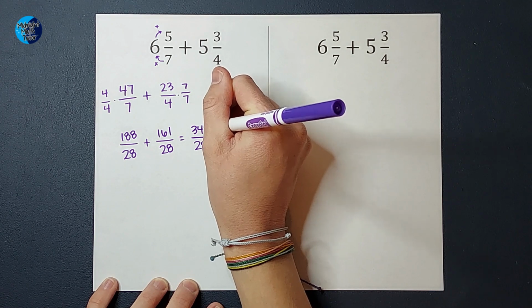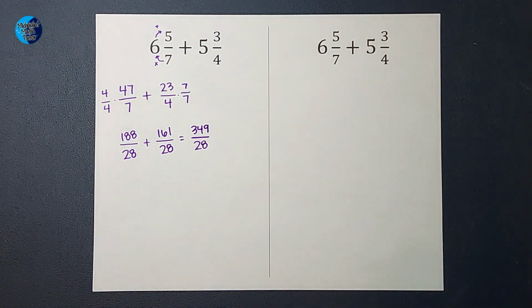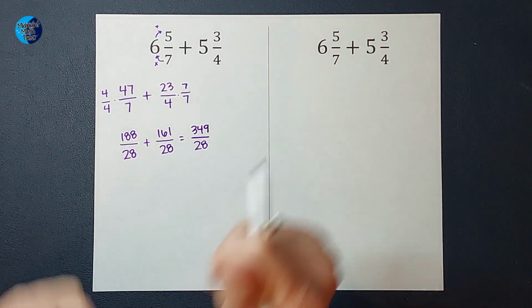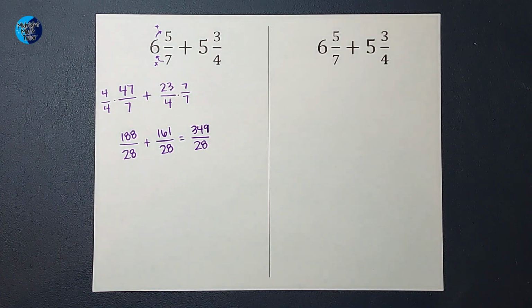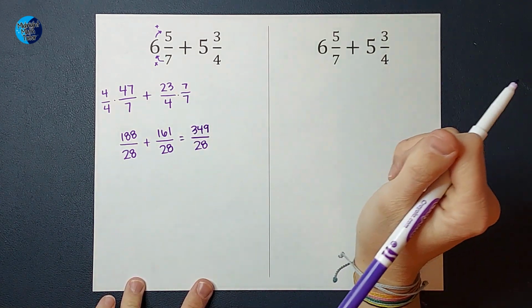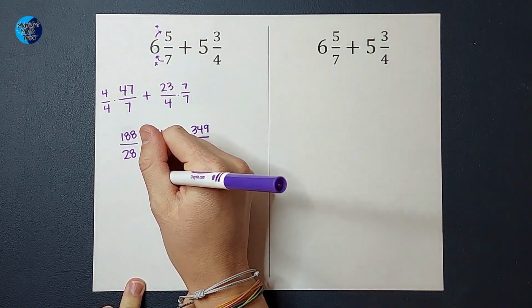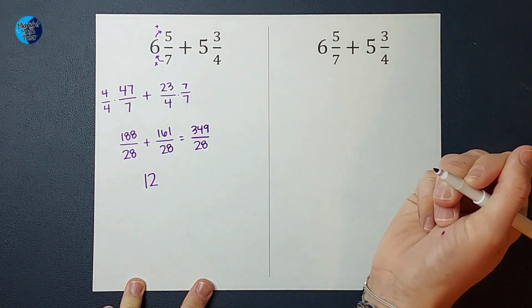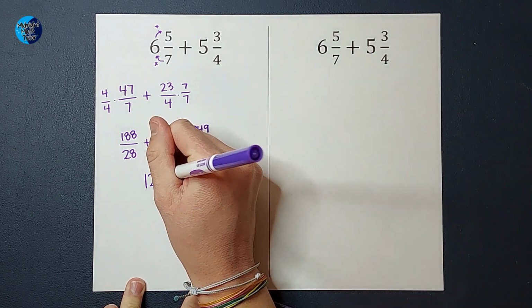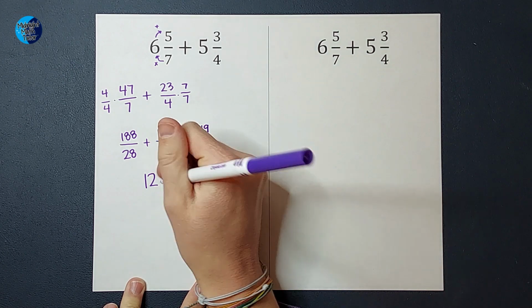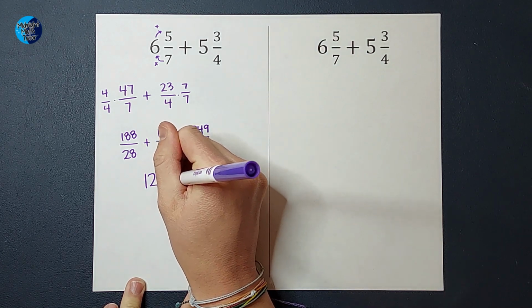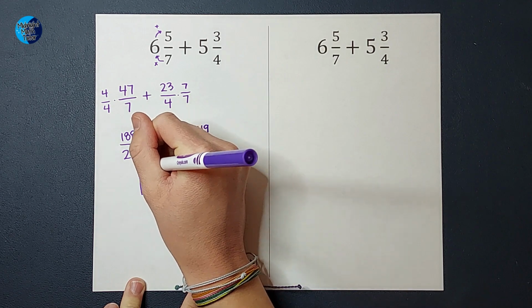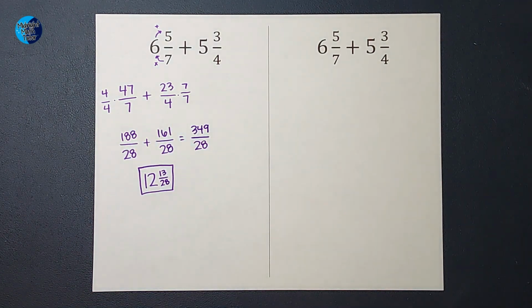I did not just do that in my head. I did it on paper beforehand. Okay, so that is my answer as an improper fraction, but we usually like to turn it back into a mixed number. So to do that, I asked myself, how many times is 28 going into 349? Well, it goes in 12 times. Again, I did not just do that in my head. And we have 13 left over because it doesn't go in evenly. And then we are still over 28. Okay, so we figured out that 6 and 5/7 plus 5 and 3/4 equals 12 and 13/28. If that's not beautiful, I don't know what is.